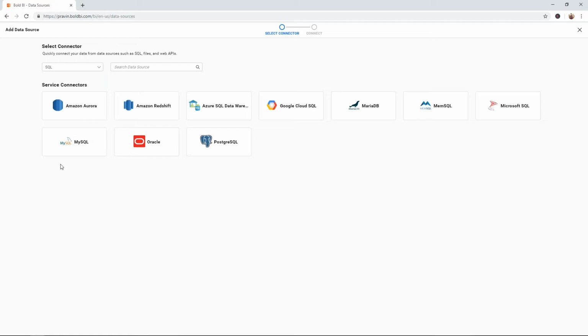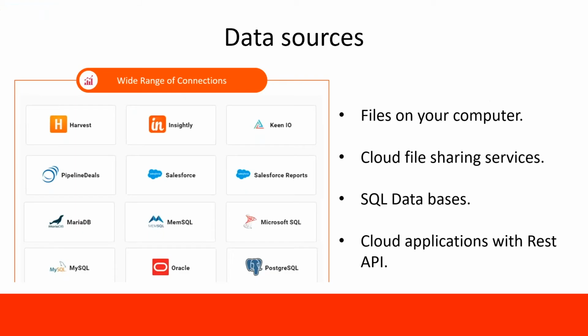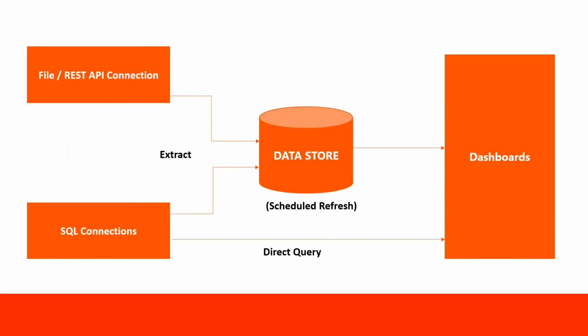Before we create a data source, I'd like to show you how the data sources behave within the Bolt BI application. Basically, we divide the data sources into two types. The first one is NoSQL databases, which could also be file or REST API connections that you connect to build a dashboard. And the next one is your SQL connections or SQL databases on premise.